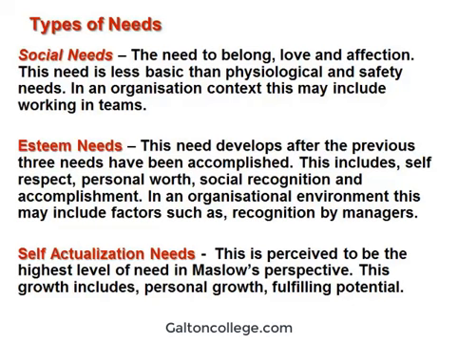And then we've got self-actualization. This is perceived to be the highest level of need in Maslow's perspective. This growth includes personal growth and fulfillment or fulfilling potential. It's the fulfillment of all of the requirements of the individual. The individual is satisfied. Once the individual gets to the self-actualized part of the pyramid, they are complete. They've achieved everything they want to achieve. They're happy. They've achieved what they've set out to do.